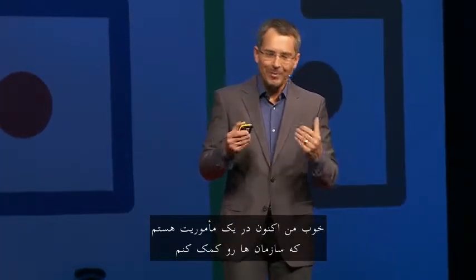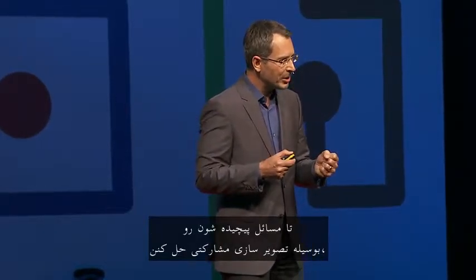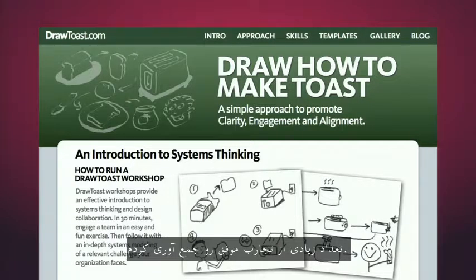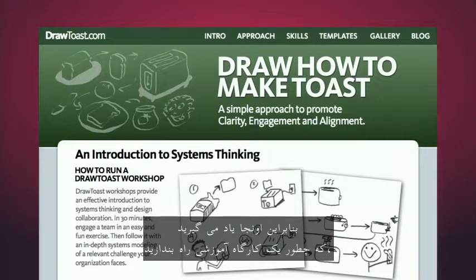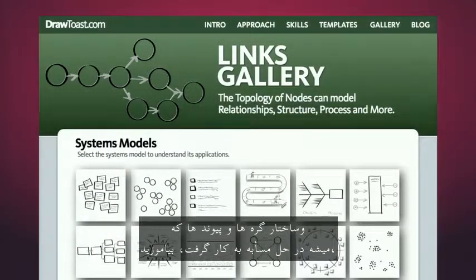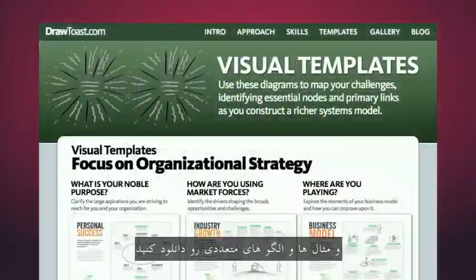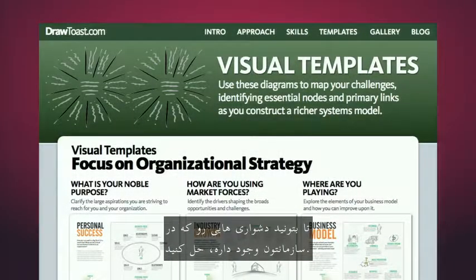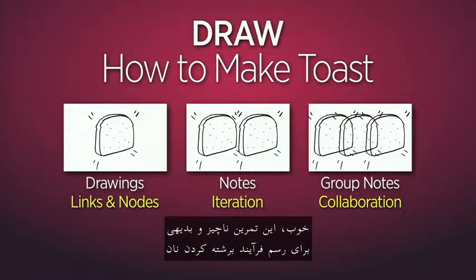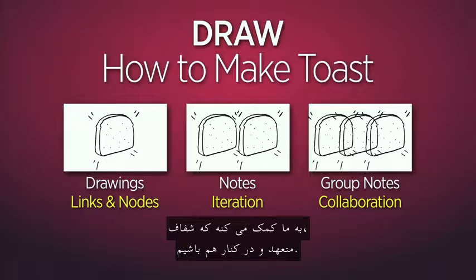So I'm now on a mission to help organizations solve their wicked problems by using collaborative visualization. On a site that I've produced called DrawToast.com, I've collected a bunch of what I think are the best practices, so you can learn how to run a workshop here. You can learn more about the visual language and the structure of links and nodes that you can apply to general problem solving, and download examples of various templates for unpacking the thorny problems that we all face in our organizations. So the seemingly trivial design exercise of drawing toast helps us get clear, engaged, and aligned.